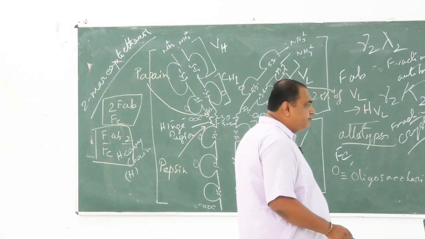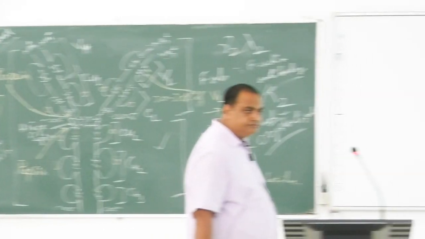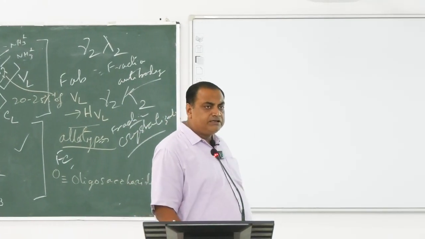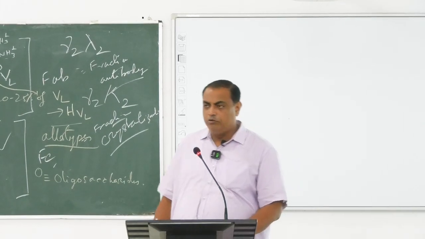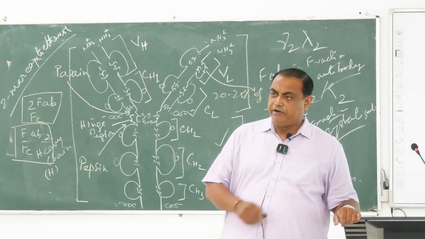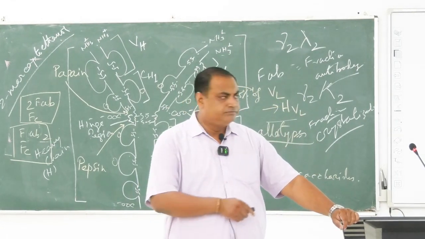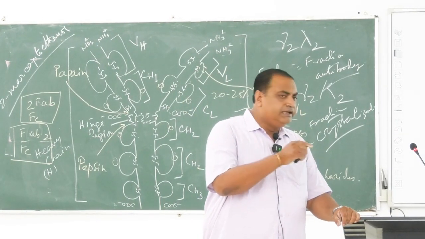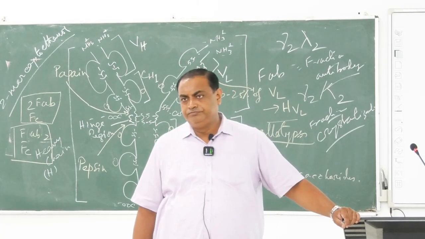IgD is a very small structure. Its function is still unknown. A way to the Nobel Prize is open. If you find it out, you get a Nobel Prize. IgE, its function is known.